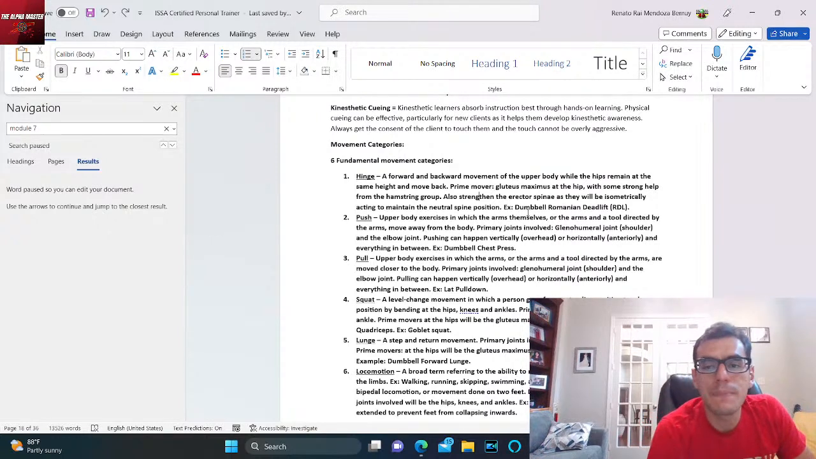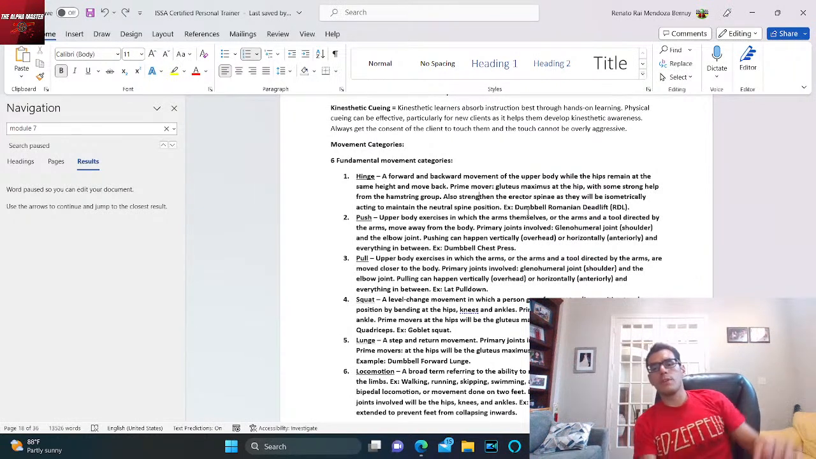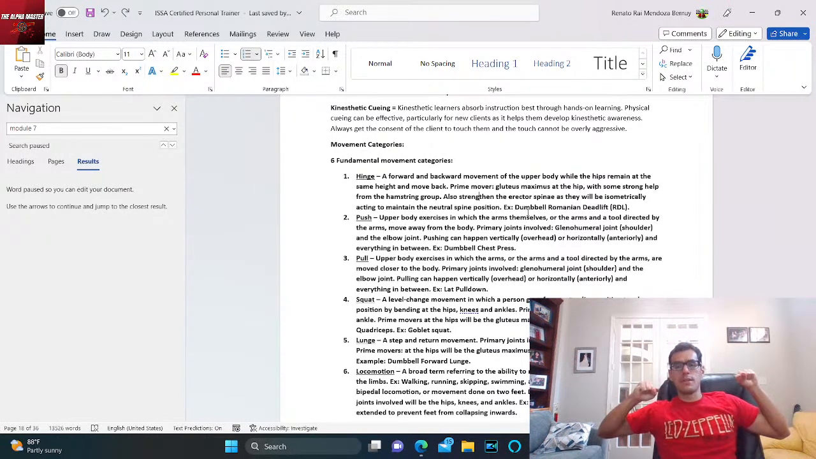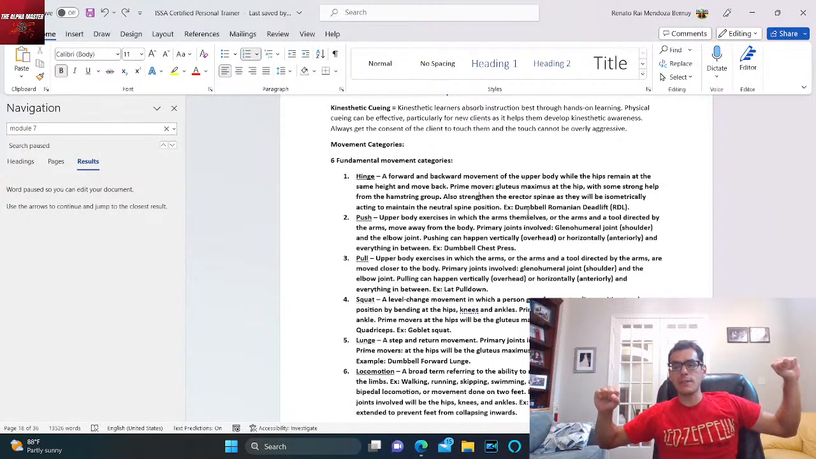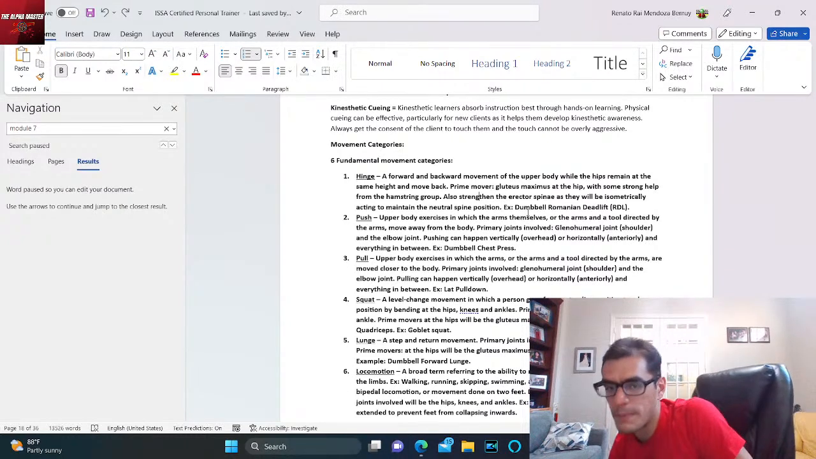Now the pull is going to be an upper body exercise in which the arms, or the arms and a tool directed by the arms, are moved closer to the body. Primary joints involved are going to be the glenohumeral joint, the shoulder, and the elbow joint. Pulling can happen vertically overhead, horizontally anteriorly, and everything in between. Lateral pull is going to be an example of a pull.